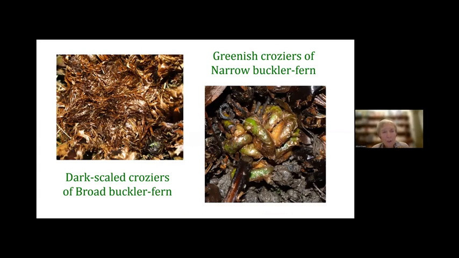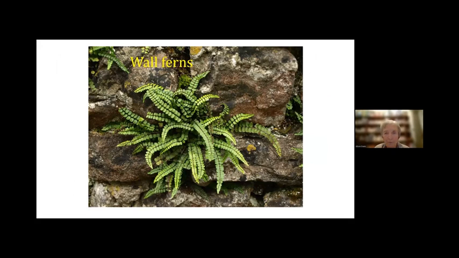If it's the broad buckler fern, there are these very dark scales over the croziers. And if it's the narrow buckler fern, you can see that these croziers are sort of going in all directions and don't make the neat crown that you get on the broad buckler fern. And also they're rather greenish. So that's a good way to be sure what you're looking at.